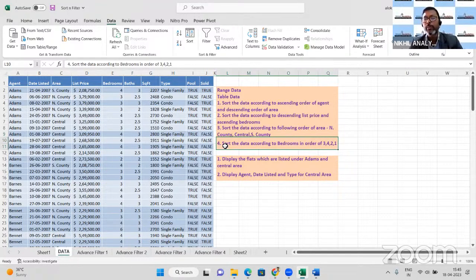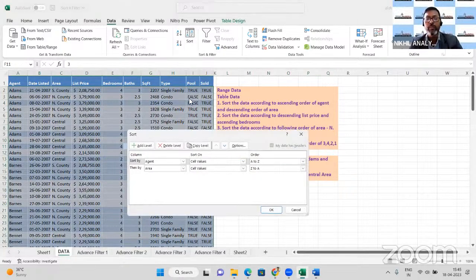Sort the data according to the bedrooms in the order of 3, 4, 2, 1. 3, 4, 2, 1 is not ascending, not descending, it is a custom sequence. How to do that? First step is the same. Select any one value of your data. Go to the Data tab, select Sort. The previous sorting I want to remove, so click on Delete Level. Add Level, select here the Bedrooms.